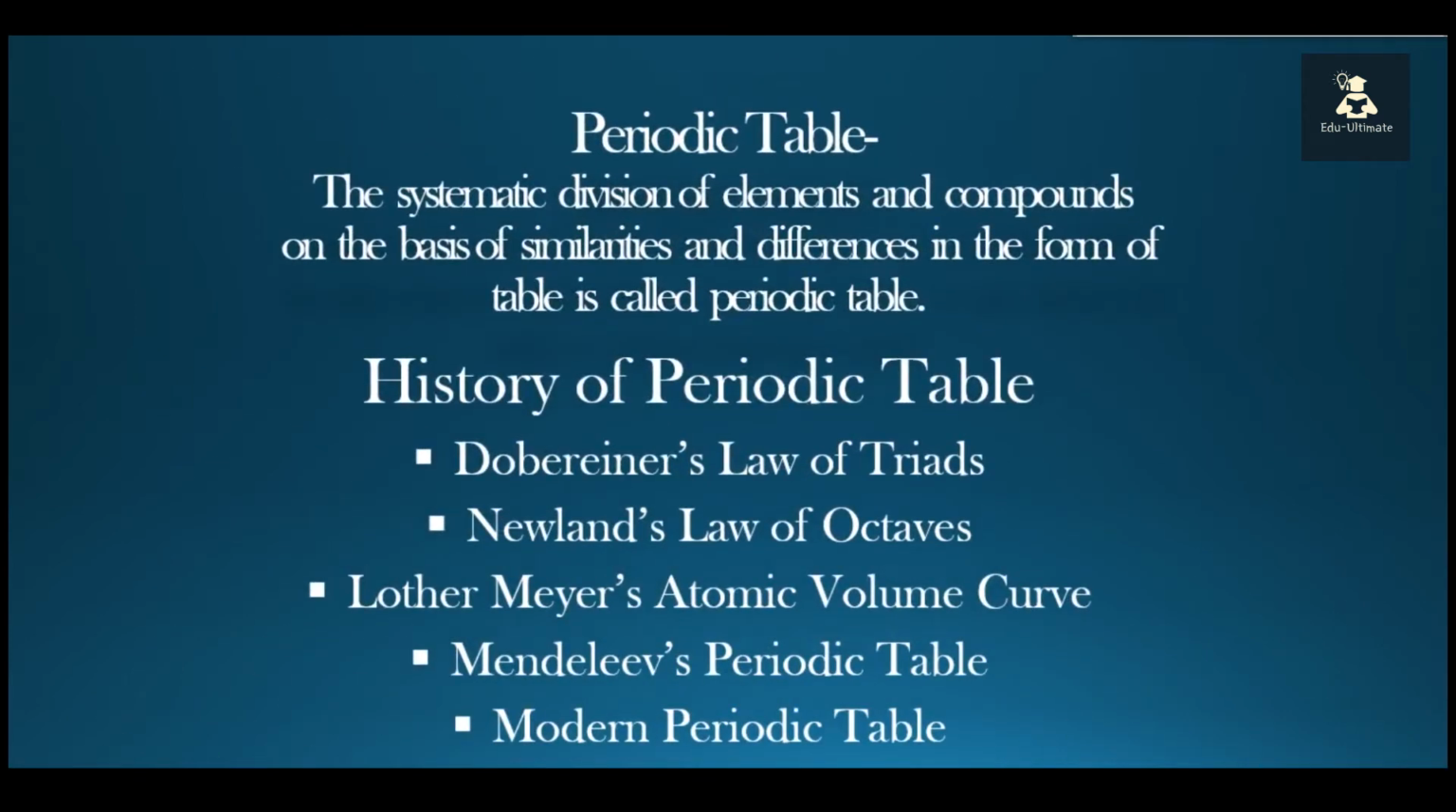Periodic table: the systematic division of elements and compounds on the basis of similarities and differences in the form of a table is called the periodic table. History of the periodic table: Döbereiner's law of triads, Newlands' law of octaves, Lothar Meyer's atomic volume curve, Mendeleev's periodic table, and the modern periodic table. Now let's discuss the modern periodic table in some more detail.